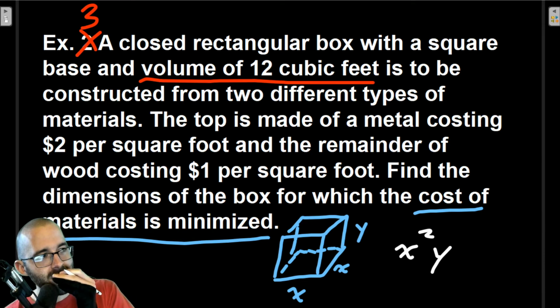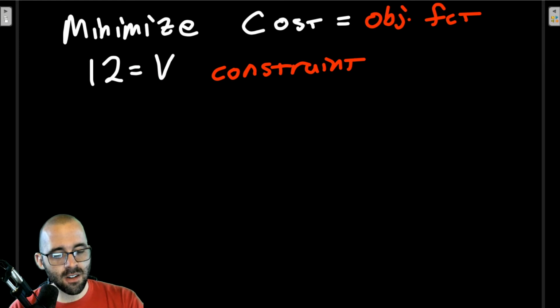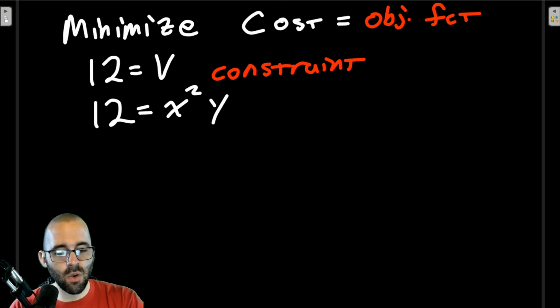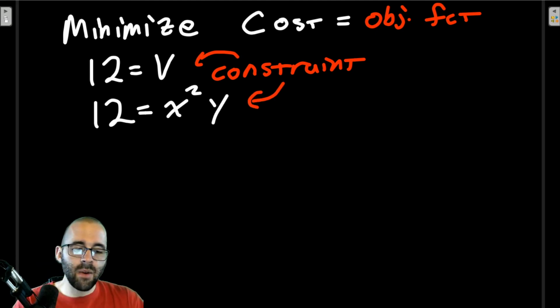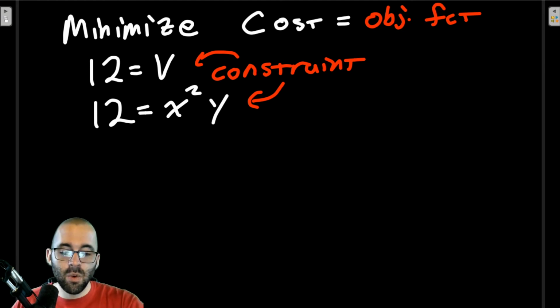We actually have the same function as before. Part 1, we were maximizing q, which was x squared times y. Here, now it's our constraint function. So our volume is 12, and that's going to be x squared times y. This is our constraint equation. And now we have to minimize our objective function, which is our cost function, which is more complicated.